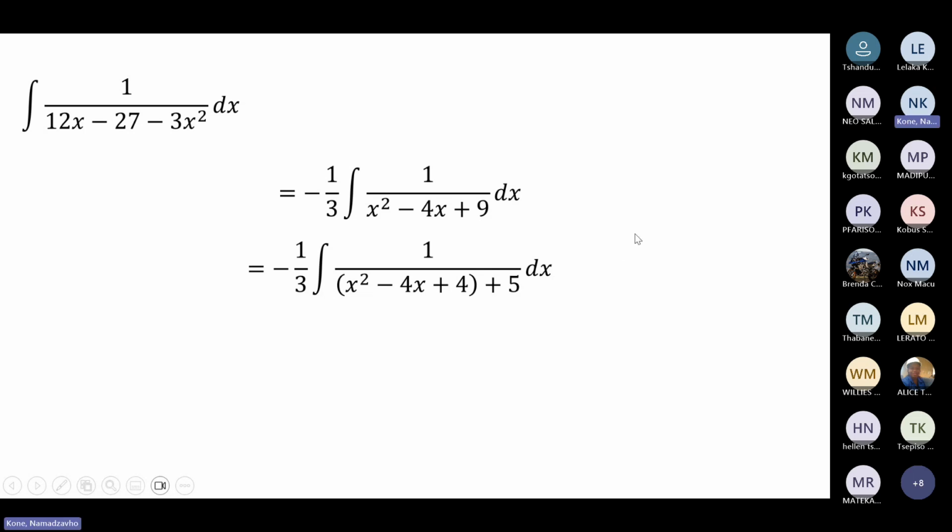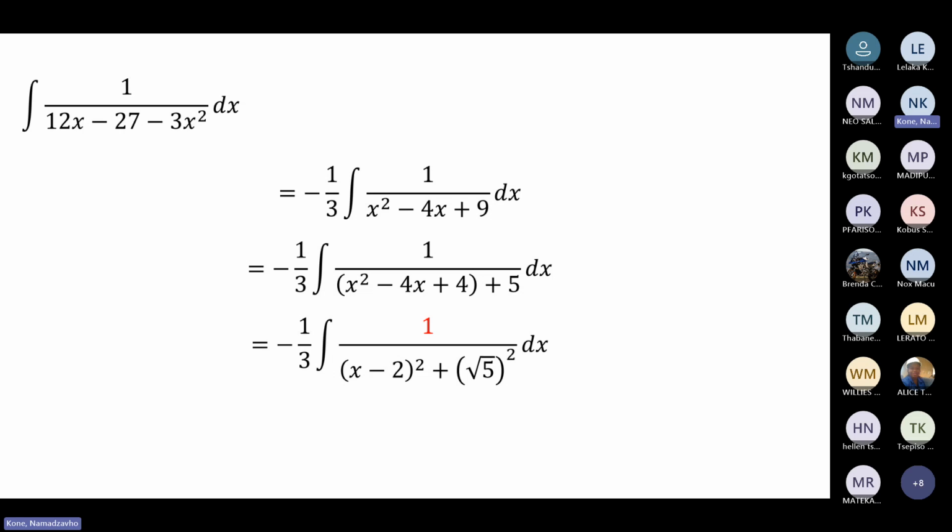Does this make sense? Yes, it does. Right. Now from here, it's a matter of just factorizing to get that. And now, when we are at this stage, the -1/3 is not involved.